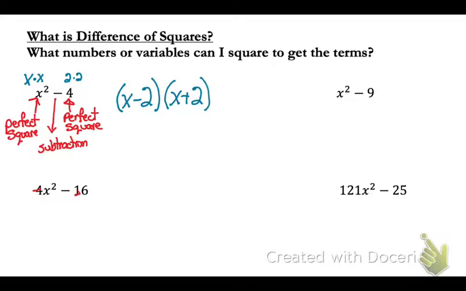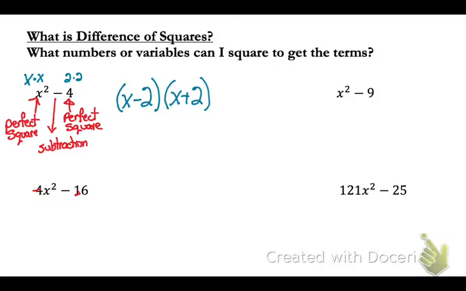So the square root of the first term and the square root of the second term, subtracted and added. Now, if you multiplied those two factors together, you would get x squared minus 4.